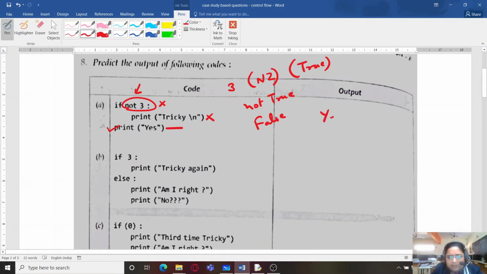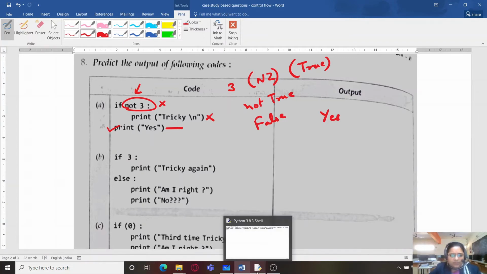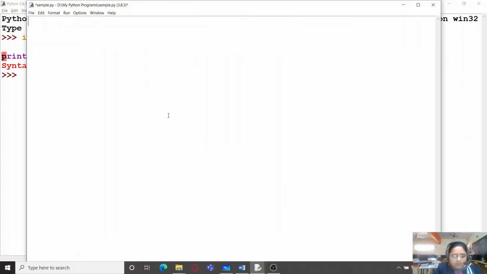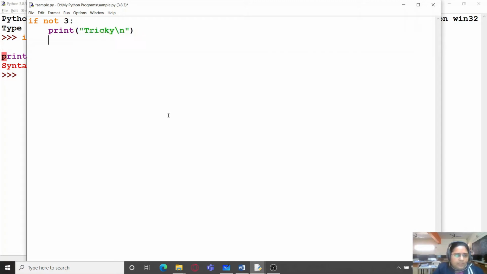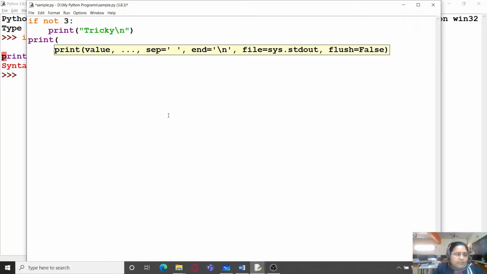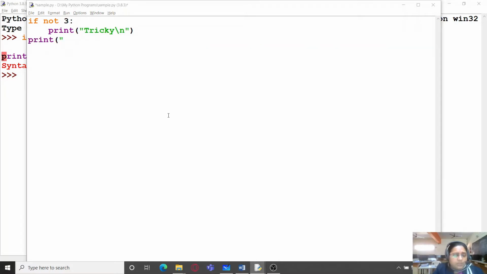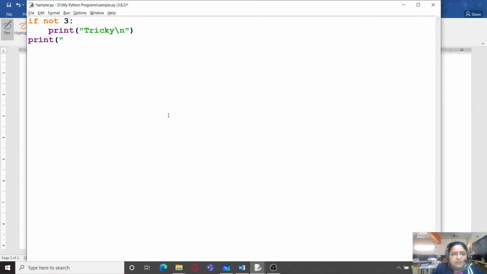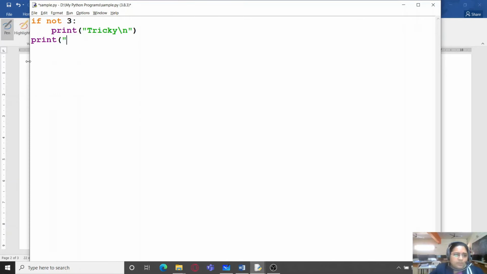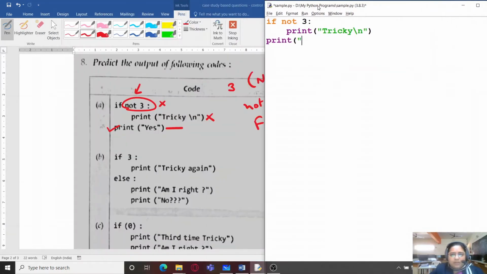And what will be printed in the output? Yes. Let us verify this by running this code over here. So I'm going to type it over here. In the theory exam you won't be getting the Python IDLE for checking your outputs. So you are solely dependent upon the learned concepts and the dry run of the code. That is the reason why beforehand you should practice as many of such questions as you can.